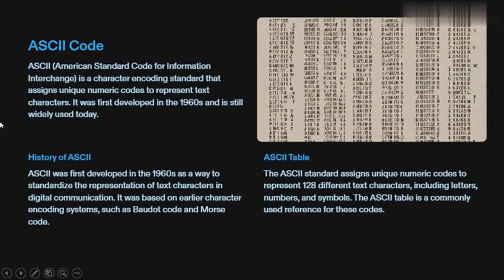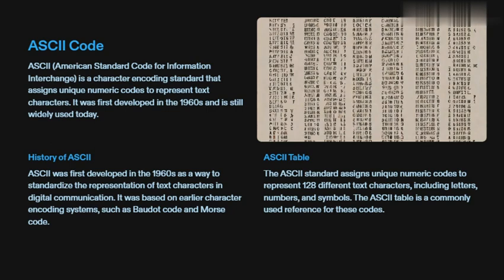Next up, we have ASCII code. ASCII stands for American Standard Code for Information Interchange. It's a character encoding standard that assigns unique numeric codes to represent text characters. It was first developed in the 1960s and it is still widely used today. So ASCII is the short form for American Standard Code for Information Interchange. It's an encoding standard that assigns unique numeric codes, so it has a unique numeric code for each text character.